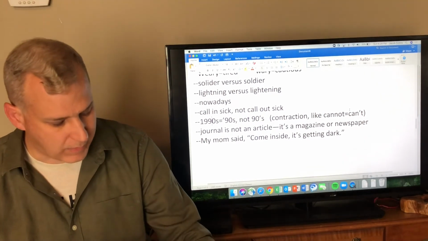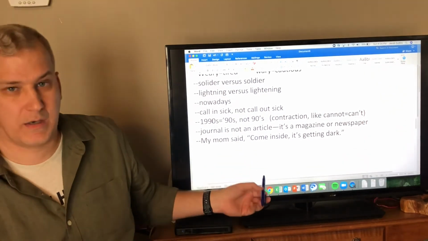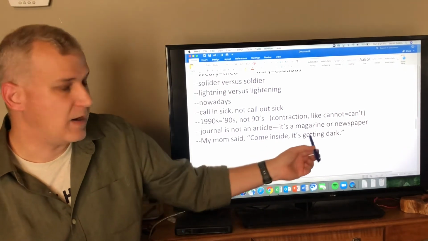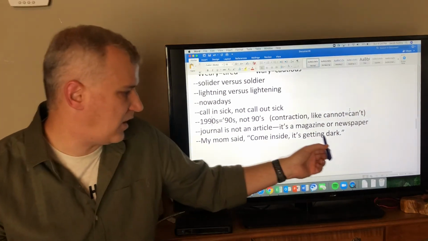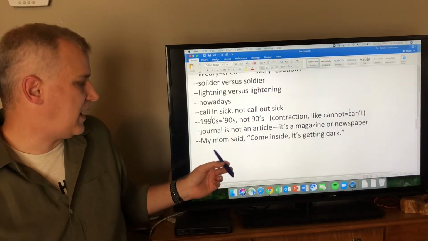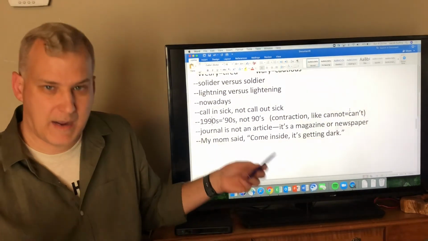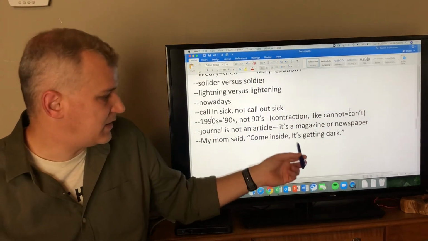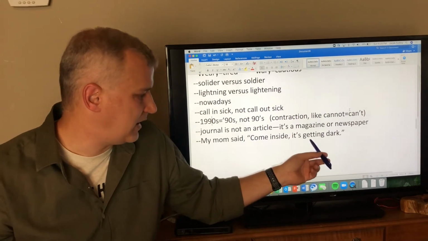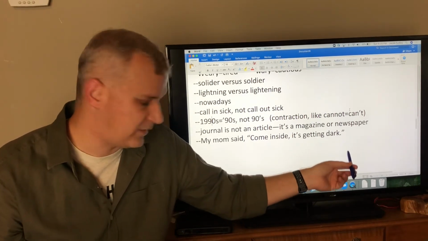And then the last thing I want to call your attention to is dialogue. When you write dialogue, when you write people speaking: My mom said, "Come inside, it's getting dark." So you get dialogue. My mom said, comma, and now we're about to get some dialogue. And then what did the mom say? Come inside, it's getting dark. So it's getting dark, period, quotation marks.